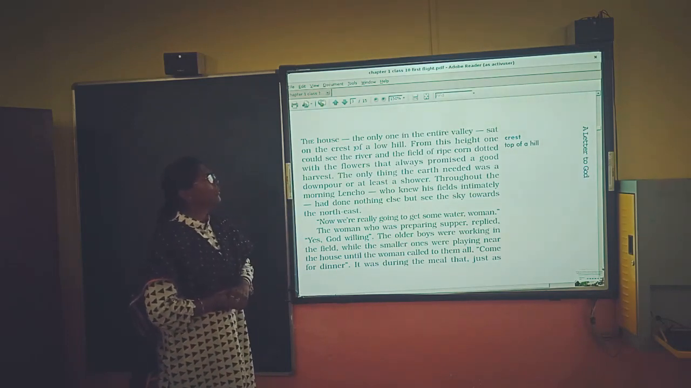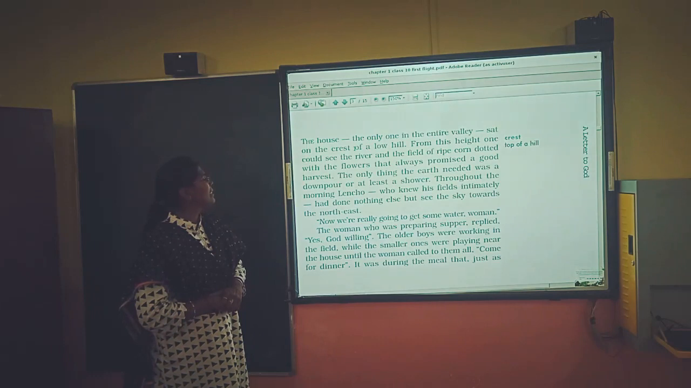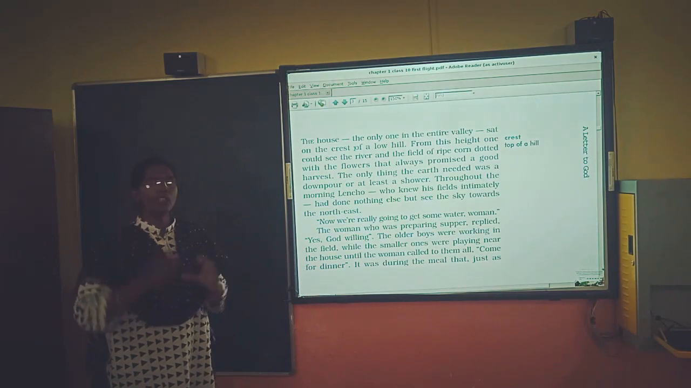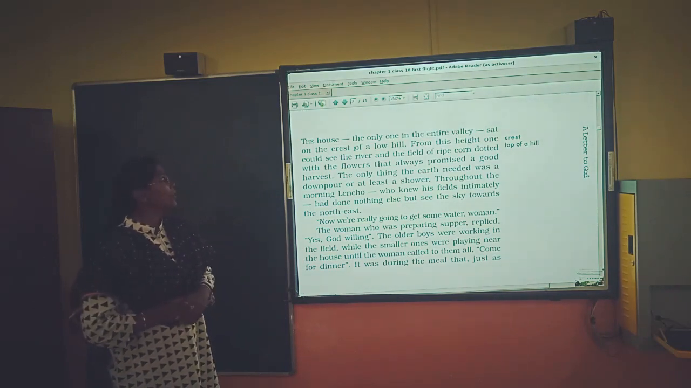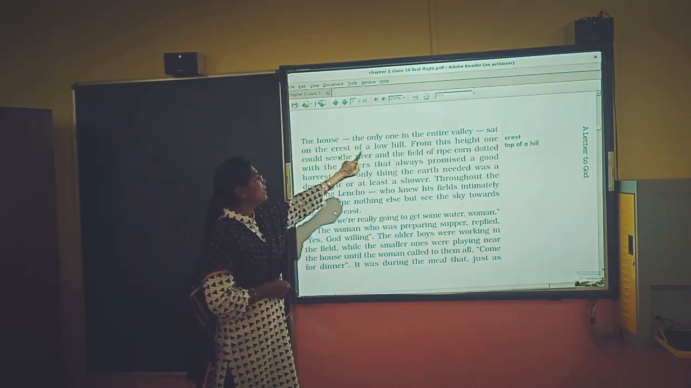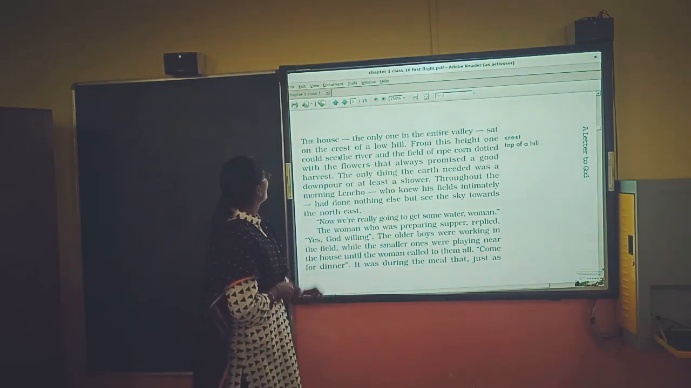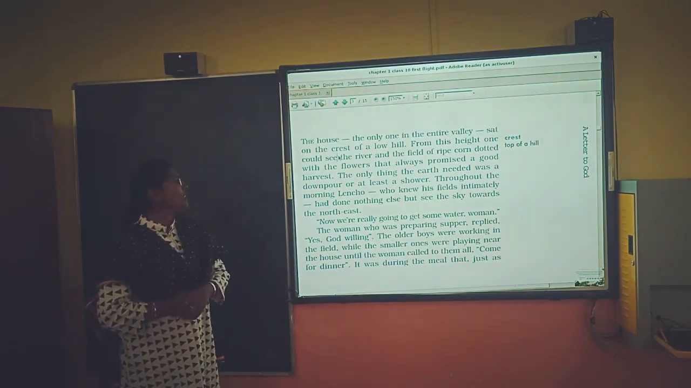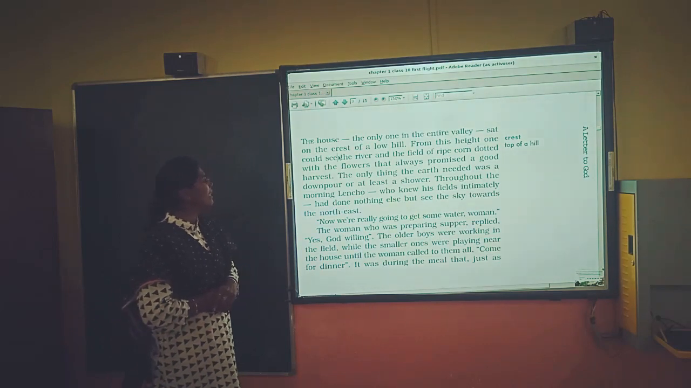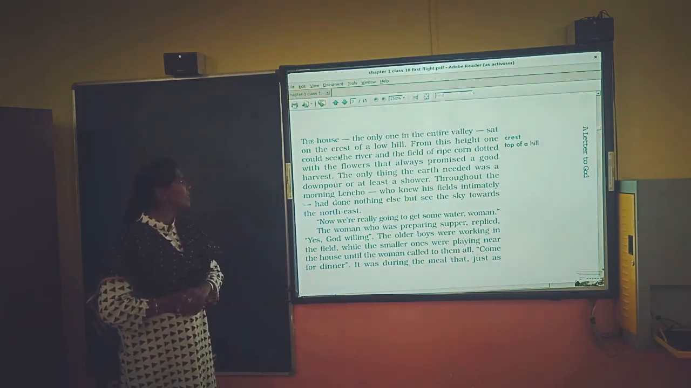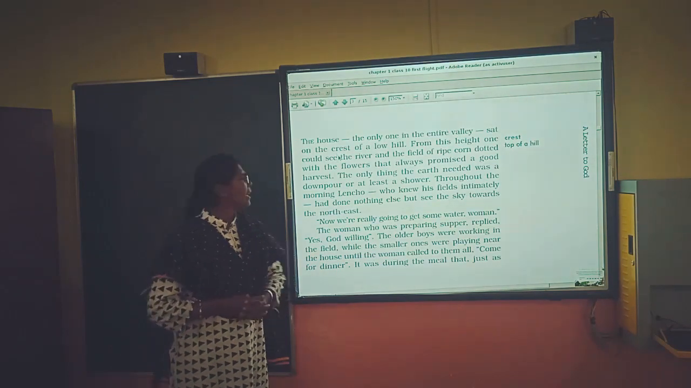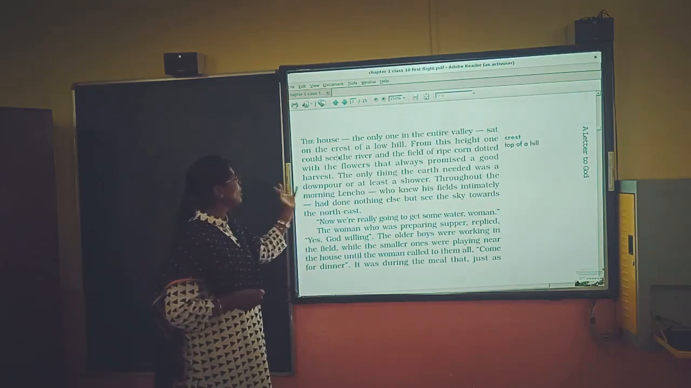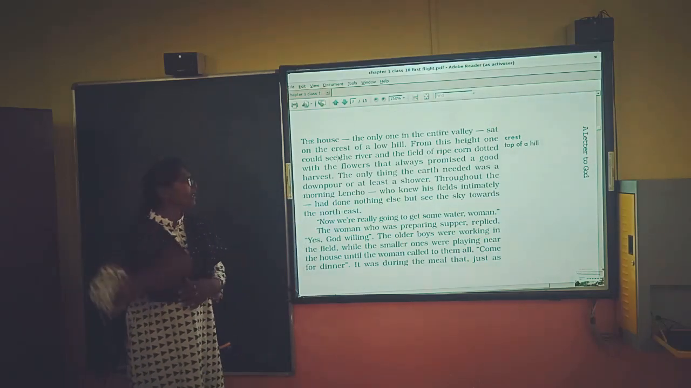The house, the only one in the entire valley, sat on the crest of a low hill. You know, his house was on a hilltop. So, it was situated on the top of a low hill. From this height, one could see the river and a field of ripe corn dotted with the flowers that always promised a good harvest. So, you know, he kept on doing farming, and whenever he did farming, he usually got a good crop and all the flowers would be seen blooming through a far distance.